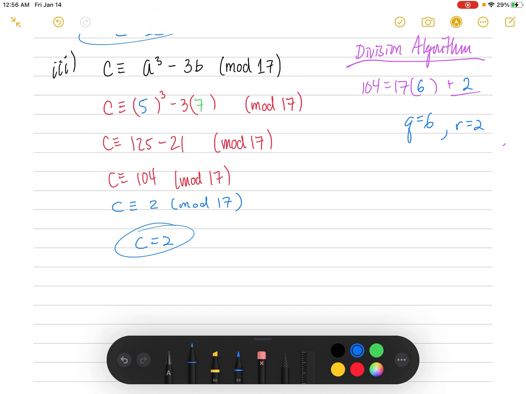All right, so we will stop with these modular equations, and yeah, we'll do some practical stuff involving modular math using clocks.